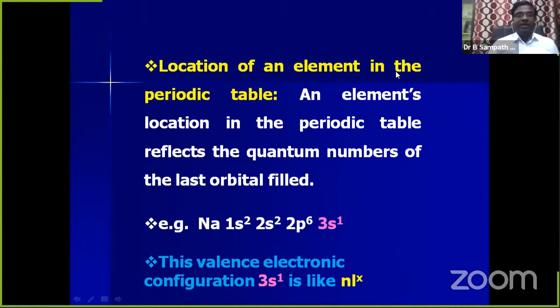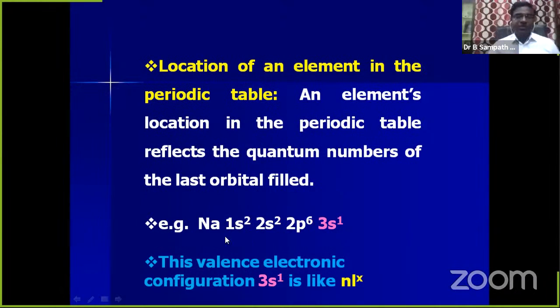Now, location of an element in the periodic table. Children, how can we locate an element in the periodic table? That is, in which group or which period or which block it belongs to. So that is based on the electronic configuration. An element's location in the periodic table reflects the quantum numbers of the last orbital filled. See children, here the last orbital filled in the electronic configuration, based on this last orbital, we can locate the element in the periodic table. Let us see.